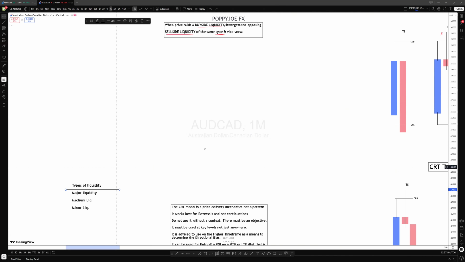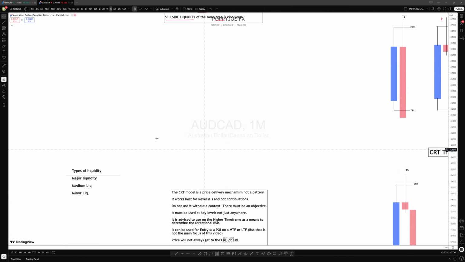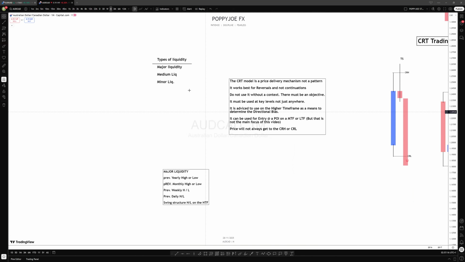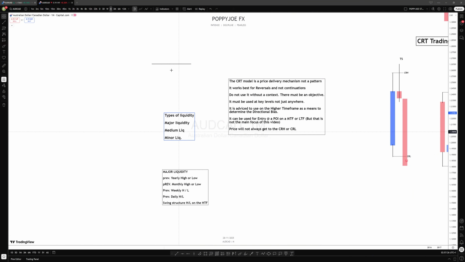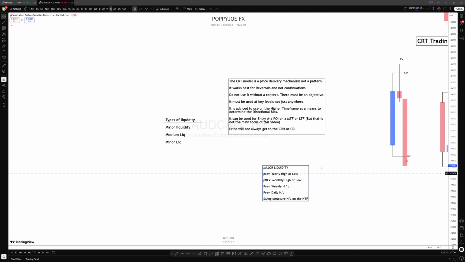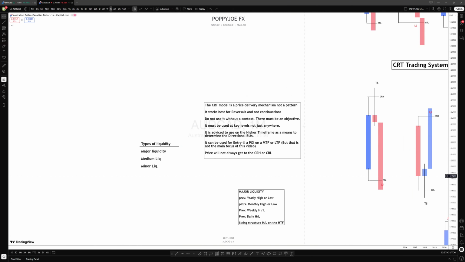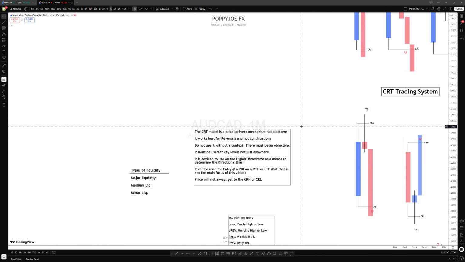Under types of liquidity, we have three main types: the major liquidity, the medium, and the minor liquidity. For the purpose of this topic, we are focusing only on major liquidity. Major liquidities are your previous yearly high or low, a previous monthly high or low, a previous week high or low, or a previous day high or low. They are all areas of major liquidity.